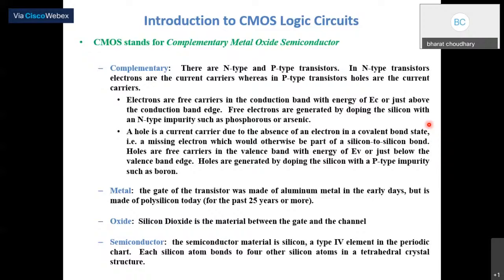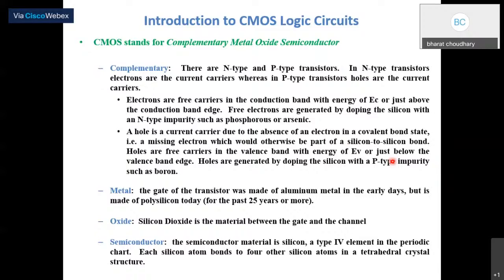So such type of material are called P-type material, where the hole is the charge carrier, and this is the vacancy of an electron in a covalent bond state. That means missing an electron which would otherwise be part of a silicon to silicon bond, and holes are free carriers in the valence band, and these lie at the energy of EV. EV is the valence band energy or just below the valence band edge.